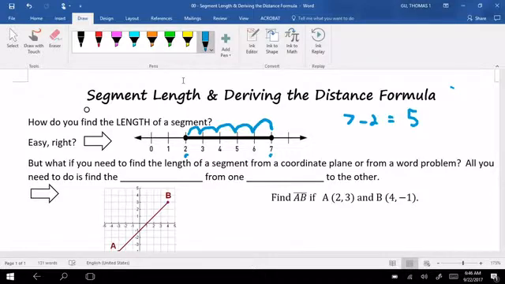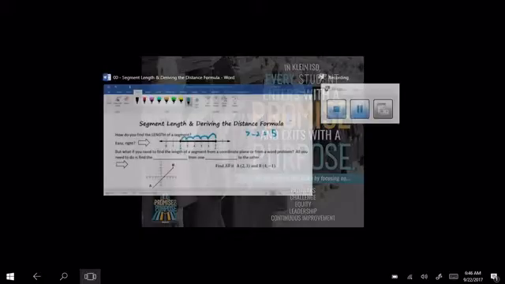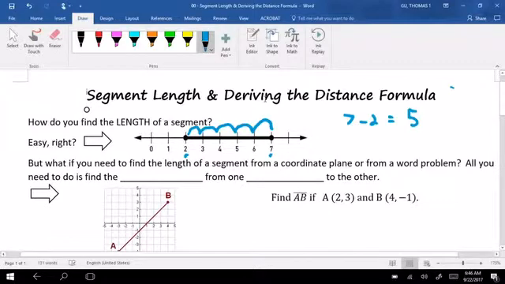So let's go on to the next part of the notes right here. Let me make sure I'm recording. Okay, there we go. Okay, so the next one.